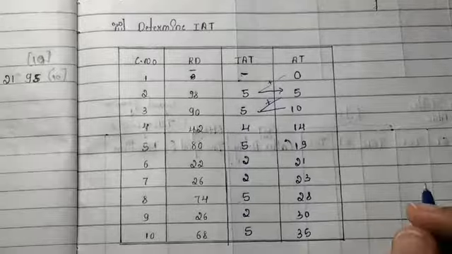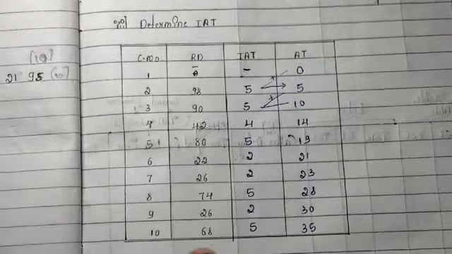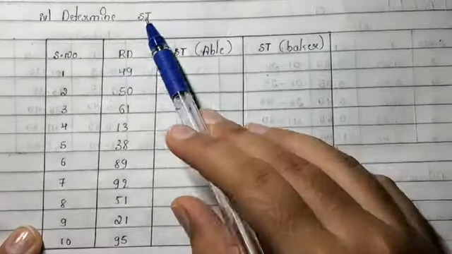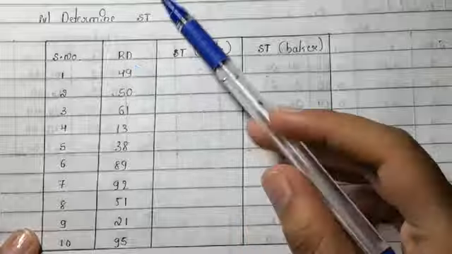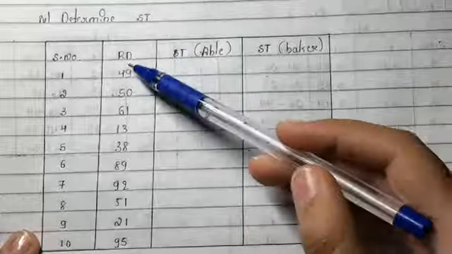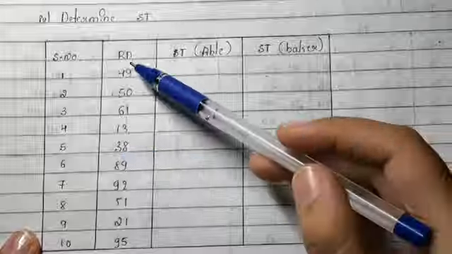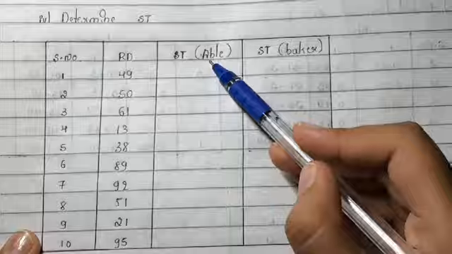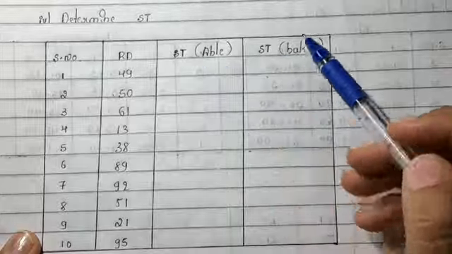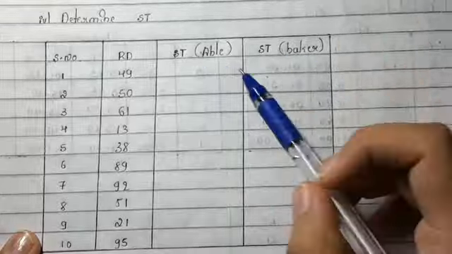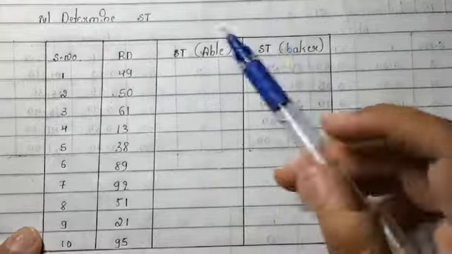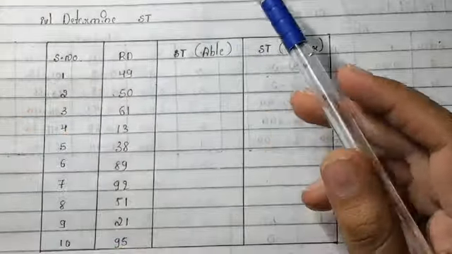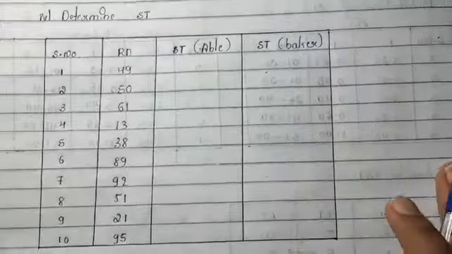Okay. Now moving to the 4th step. The 4th step is to determine service time, and we know the random digit for service time. That is given in the question. Just copy the values. Service time for Able and service time for Baker are calculated separately, so just calculate them separately. Now take the value 49 and go to the second step and check where 49 lies for both Able and Baker.